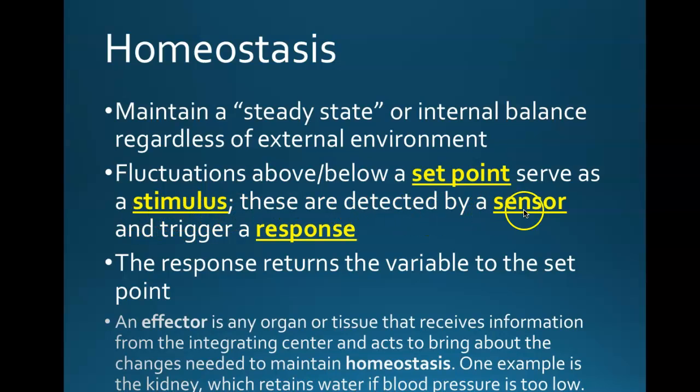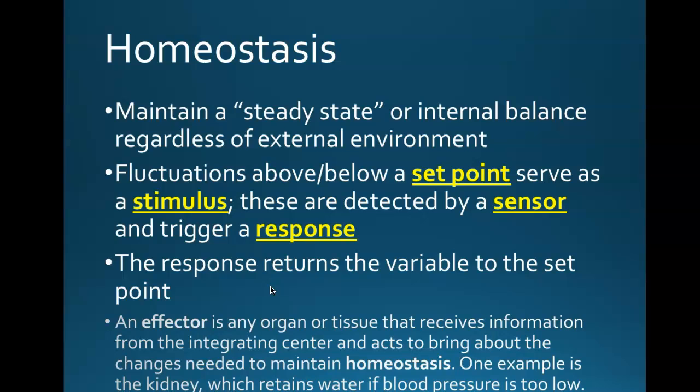These are going to be detected by a sensor. So the sensor for body temperature is a part of your brain called the hypothalamus. The hypothalamus is going to sense body temperature has gone up, and then it's going to trigger a response, sweat, and then you're going to cool off, and the response is going to return the variable to a set point.